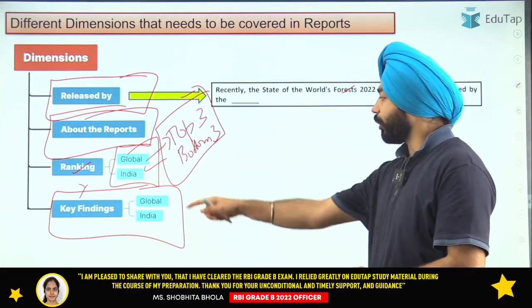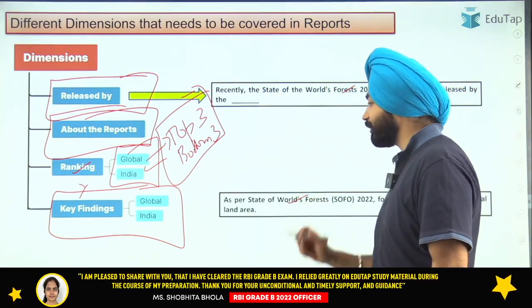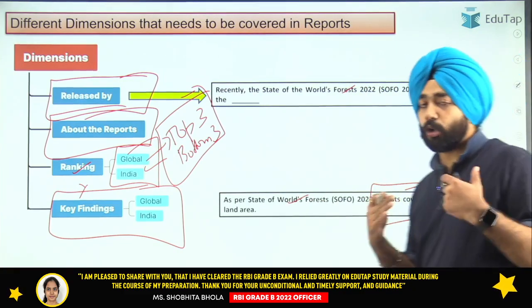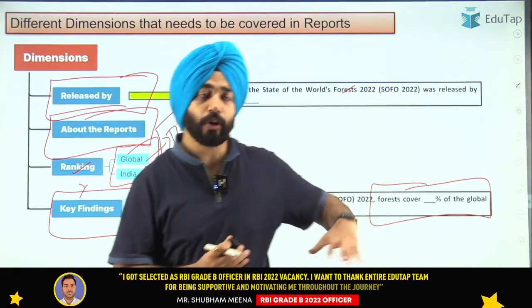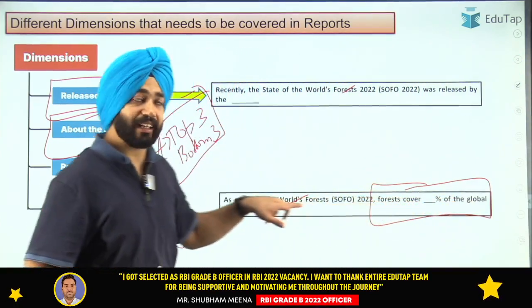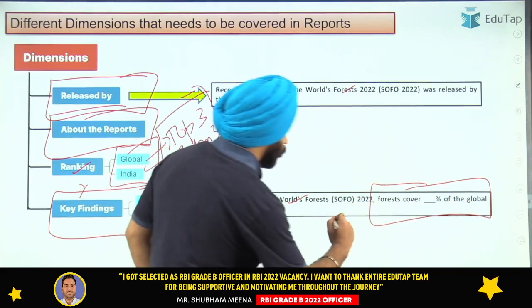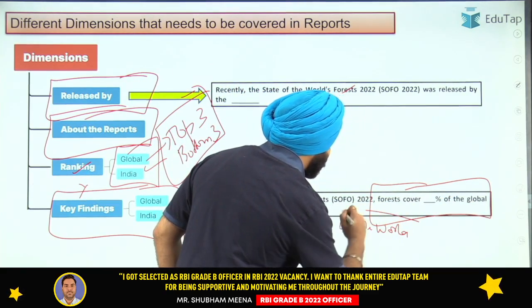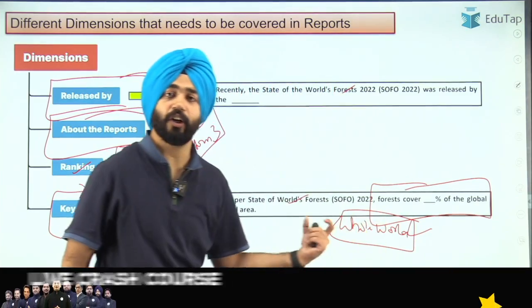That's the point here. Now, if I talk from the perspective of key findings, you can take the State of World's Forest Report. Here you can again see the question that has been asked, in terms of percentage of global land area, which means it is talking about the whole world. This is the point you have to read on priority.